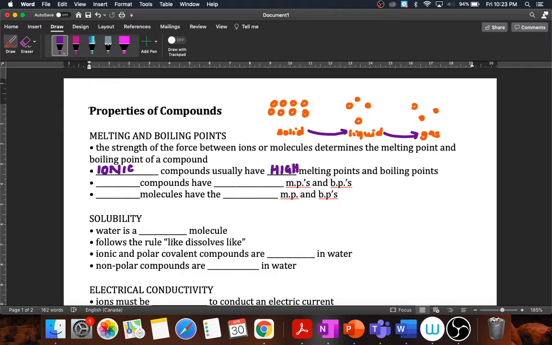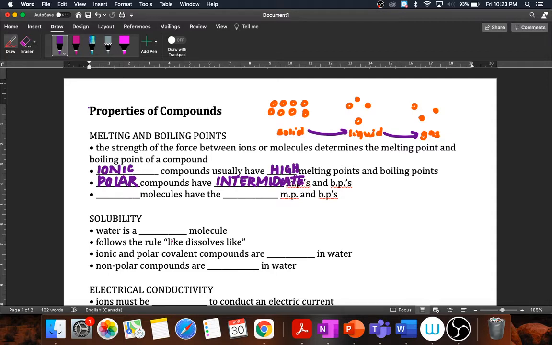Our next level, right, are compounds that contain dipole-dipole forces and/or hydrogen bonds. Those have intermediate melting and boiling points. Those are what we call polar compounds, right? In order for it to have dipole-dipole forces, it needs to have a dipole, and those only exist in polar compounds. So polar compounds have an intermediate melting and boiling point, right? So it's not as high as our ionic compounds, intermediate.